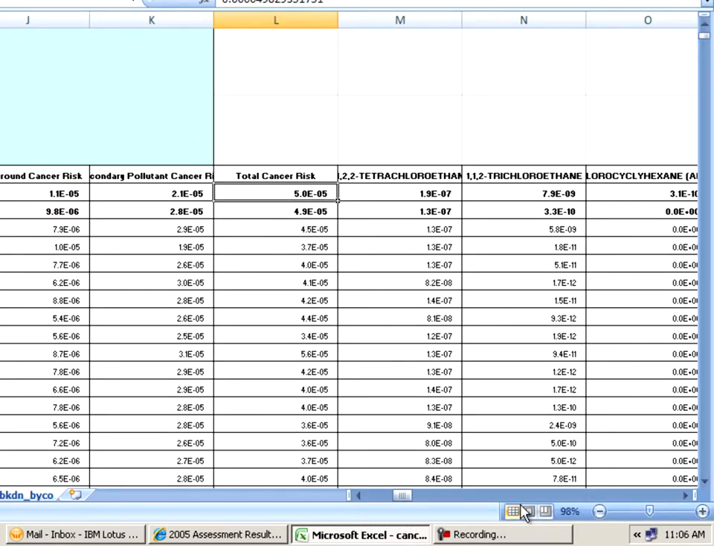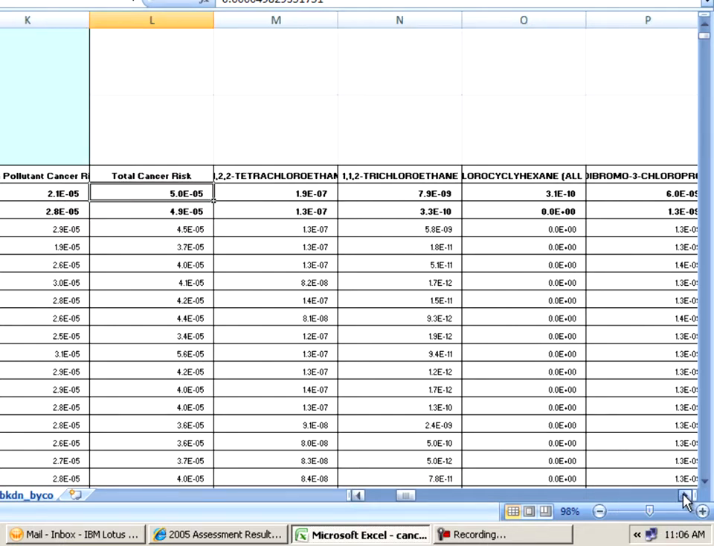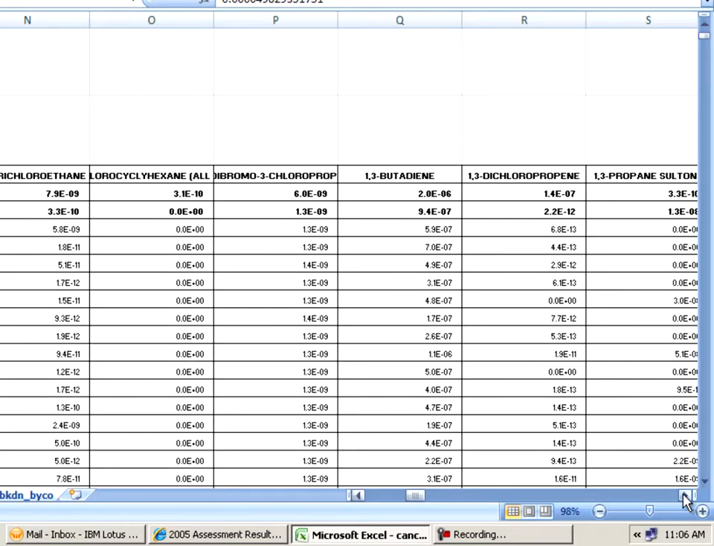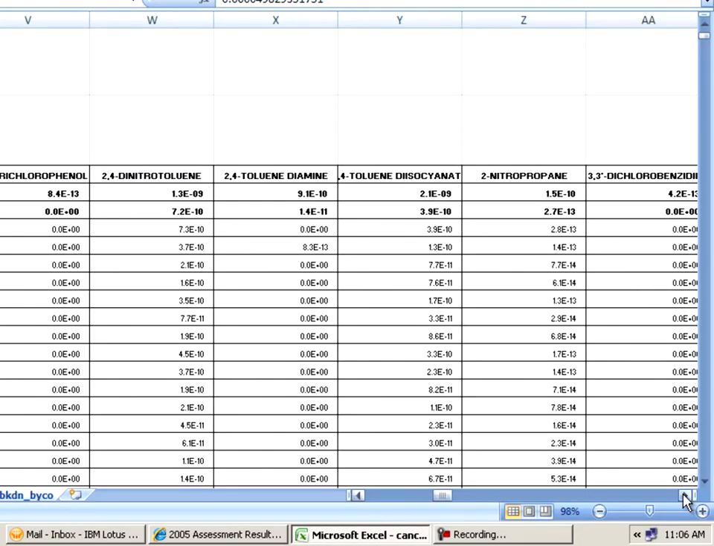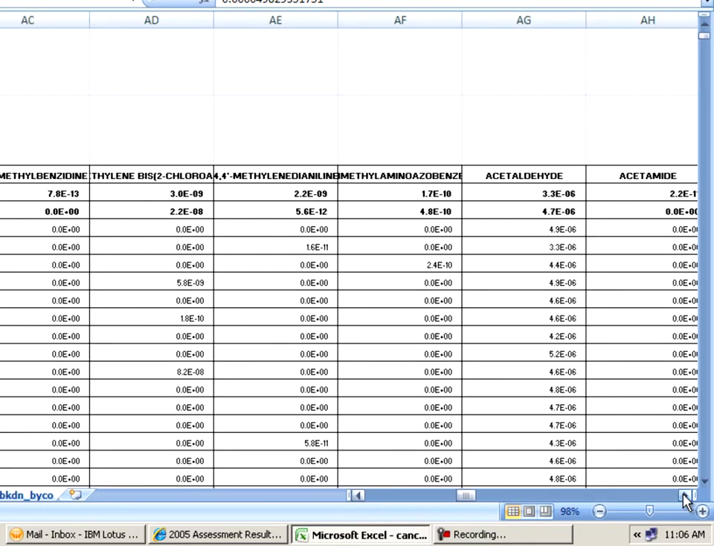The way you read these are per million. So 5 e to the minus 5 would represent 5 with 5 decimal points to the left of it. If you multiply that by a million, you would get about a 50 in a million risk. We also have a breakdown by each individual pollutant that contributes to that 50 in a million risk. So if you get to the right of the total column, you'll see these individual pollutant files.